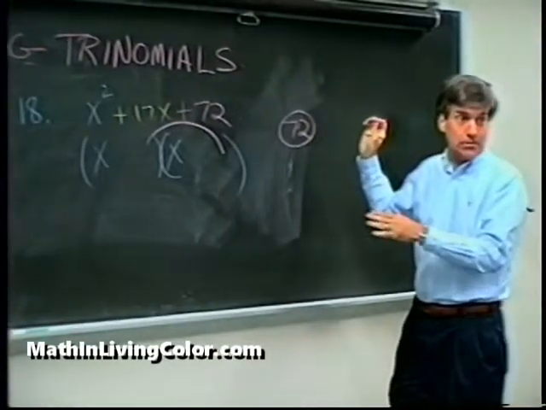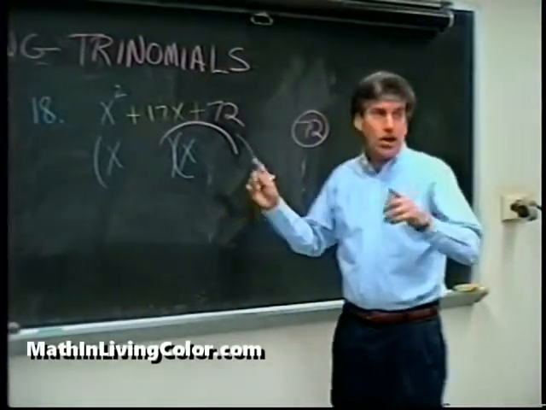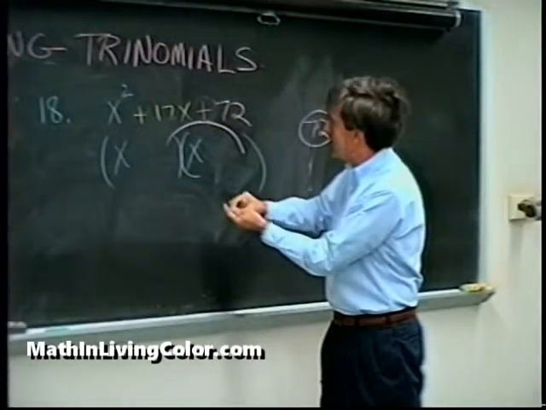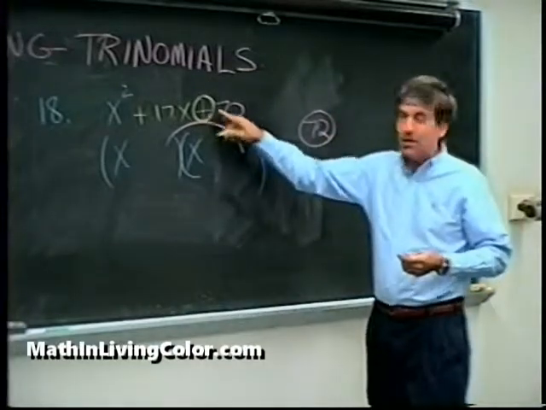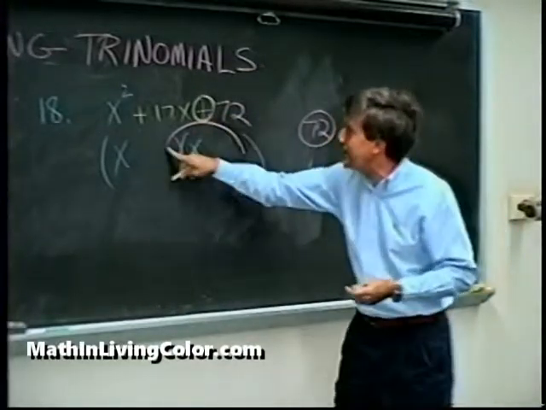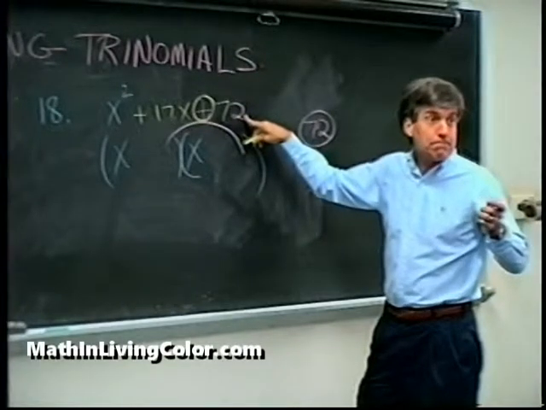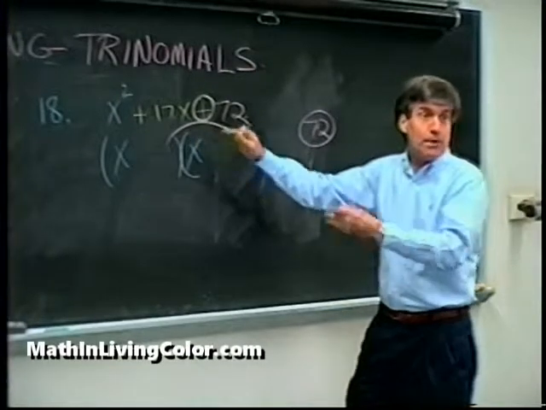9, 8. Now, what I want to talk about with this problem is this plus sign right here. What does that plus sign tell you? That plus sign tells you something about the two numbers you're going to multiply together to get plus 72. And what is that? The sign's going to be positive. They're both going to be the same sign. They're going to be both positive.